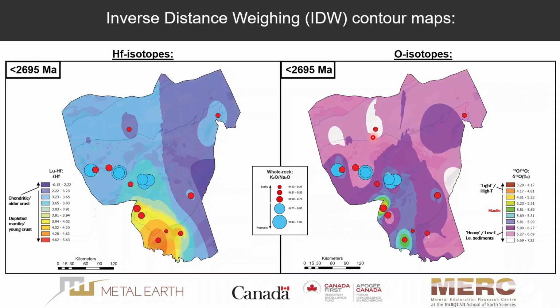So if we jump in time, we're now looking at the rocks that are younger than 2695. What we can see on both maps is that they're pretty different from what we previously saw. First of all, we have a higher abundance of these potassic rocks. Another thing is that the epsilon Hafnium values are moving towards more negative, or lower values, indicating some older crust. The only exception for these younger rocks is this area here in the southwestern part, and that could indicate that we're having some younger magmatism going on there.